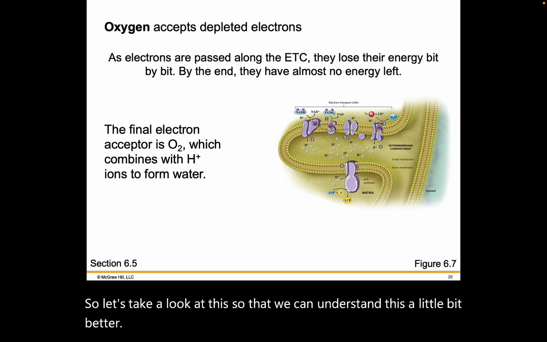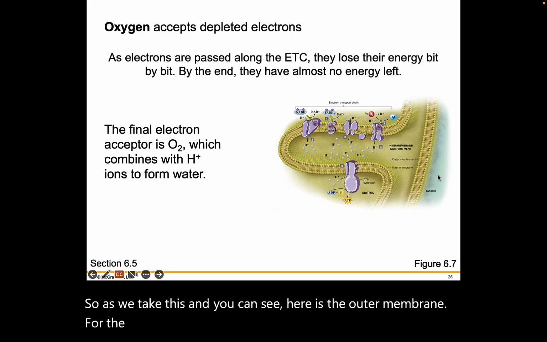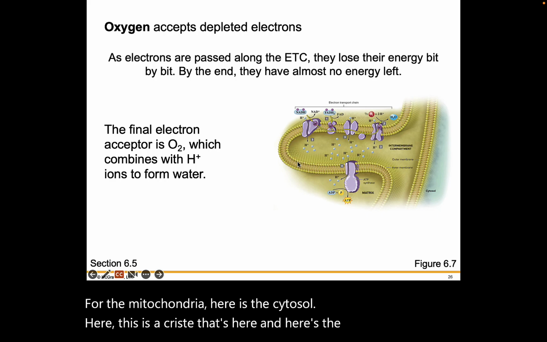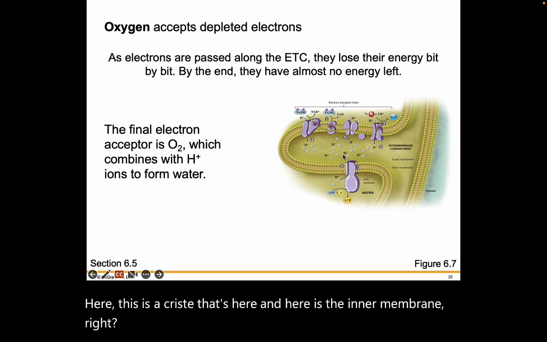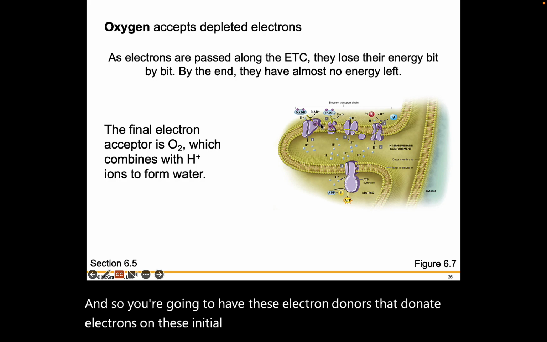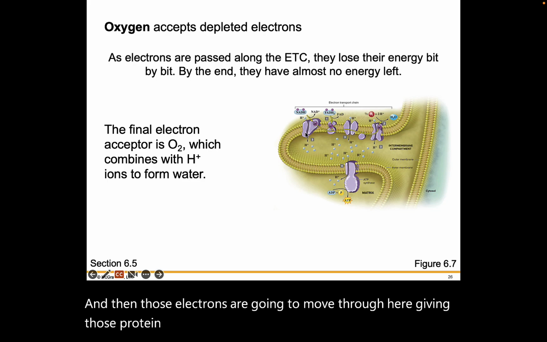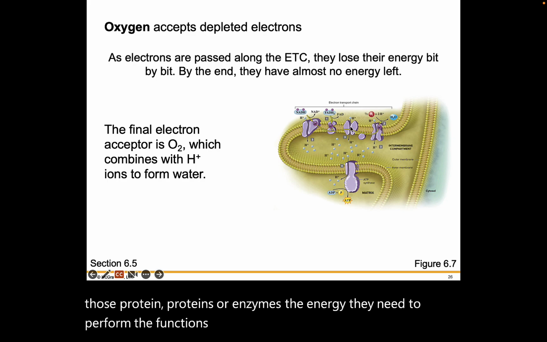So as we take this, you can see here is the outer membrane for the mitochondria. Here is the cytosol. Here, this is a cristae that's here, and here's the inner membrane, right? And so you're going to have these electron donors that donate electrons on these initial enzymes here. And then those electrons are going to move through here, giving those proteins or enzymes the energy they need to perform the functions that they are doing.